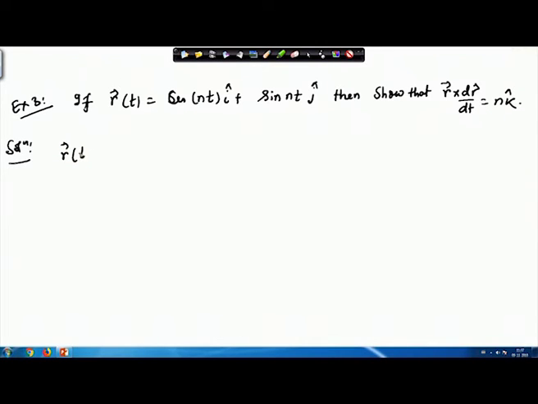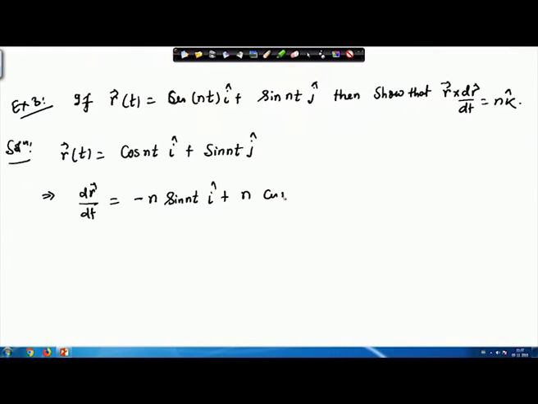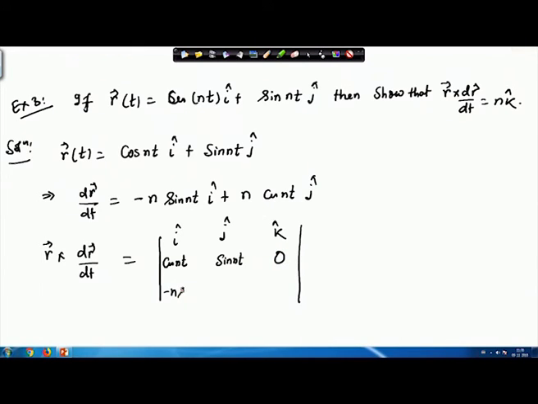So, here we have r(t) equals cos nt i plus sin nt j. From here we can calculate dr/dt, because we need to take the cross product of r and dr/dt. Here dr/dt would be minus n sin nt i plus n cos nt j. Now, we will calculate the cross product r cross dr/dt. We know how we calculate the cross product. We take the determinant of i, j, k. Here we have the components of r: cos nt, sin nt, and the k component is 0. Then the components of dr/dt: minus n sin nt, n cos nt, and the k component is again 0.